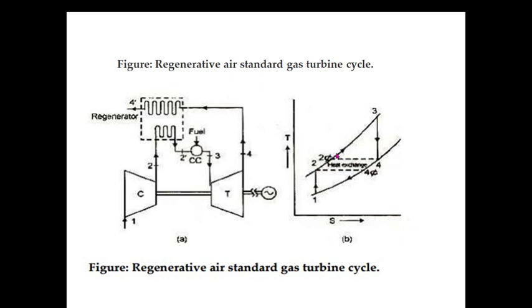So this 2 to 2 dash, the increase in the energy of the air, is caused by the heat exchanger. Then 2 dash to 3 is the process that takes place inside the combustion chamber. Then 3 to 4 is the expansion of these gases, an isentropic expansion. After 4, these gases are released to the atmosphere after passing through the heat exchanger. This is the process 4 to 1.